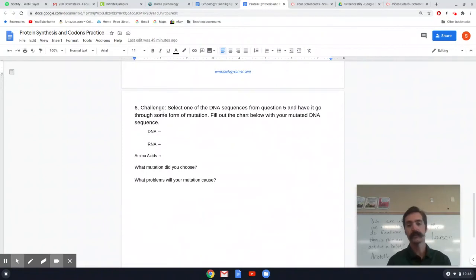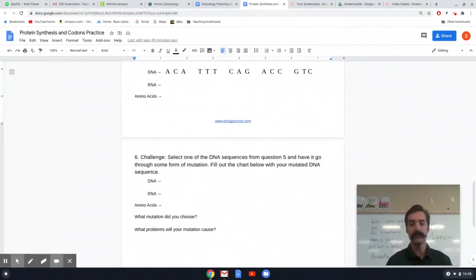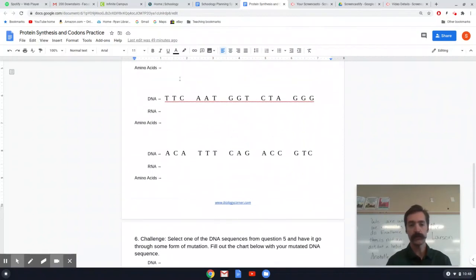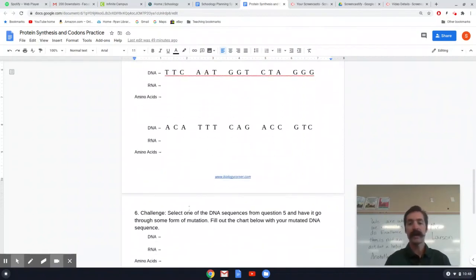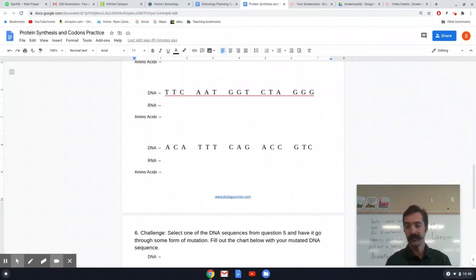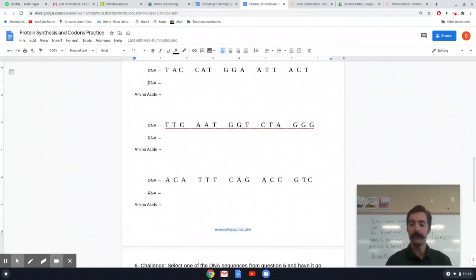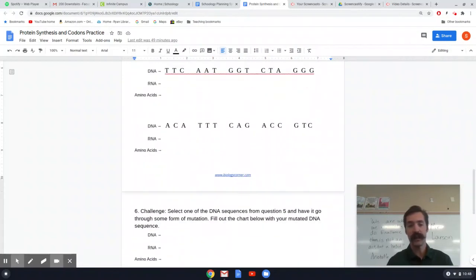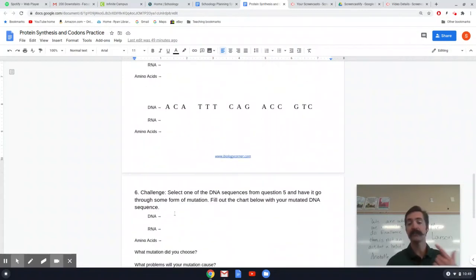And then last but not least, definitely a challenge here. You're going to select one of these DNA sequences, so one of these 3, and have it go through some form of mutation. If you recall, back in the previous lesson, we talked about some specific types of mutations. If you need to revert back, please feel free to do so, and choose one of those types of mutations and attach it, and then have that sequence go through that mutation.